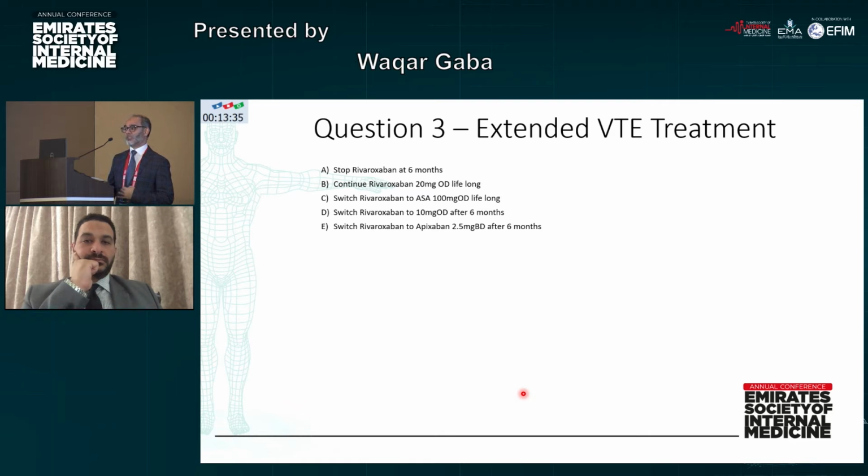So in our patient who was given treatment, let's say for 6 months for VTE, because she was at intermediate risk for VTE, would you like to stop rivaroxaban at 6 months? Would you like to continue rivaroxaban 20 milligram lifelong, once a day? Would you like to switch rivaroxaban to aspirin, because we think the aspirin is less risky? Would you like to switch rivaroxaban to 10 milligram once a day after 6 months? Or would you like to switch rivaroxaban to apixaban 2.5 milligram twice a day after 6 months? So raise hands for A.